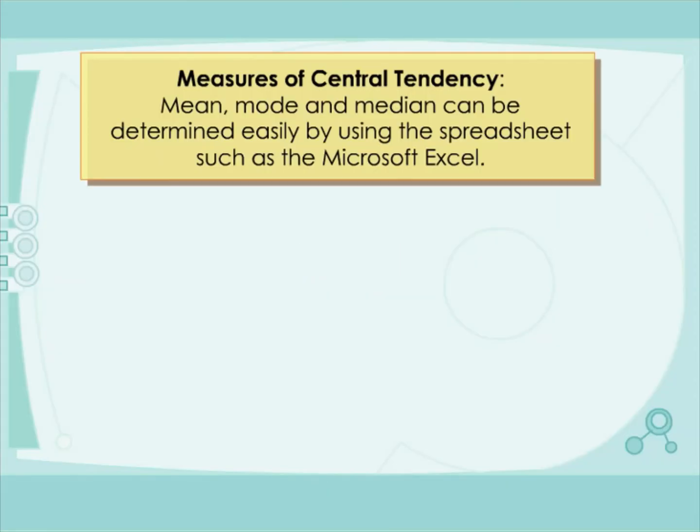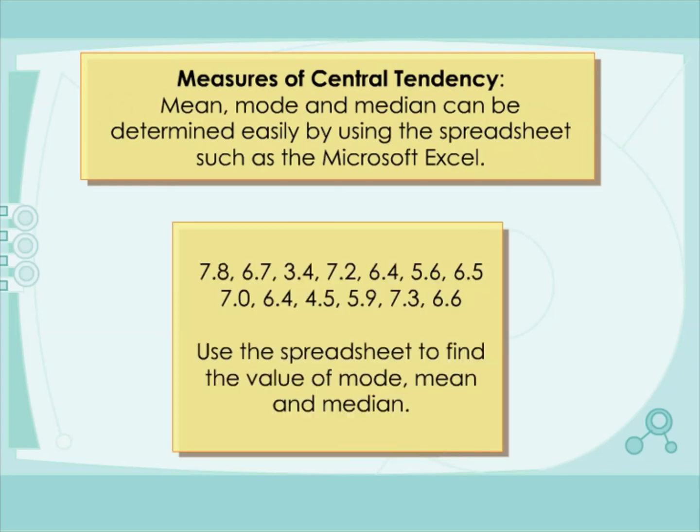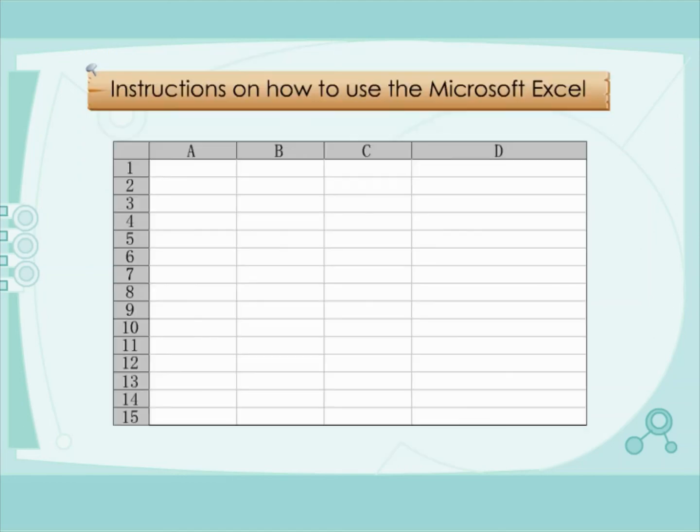Measures of central tendency, mean, mode and median, can be determined easily by using spreadsheets such as Microsoft Excel. Let us see how to find the mean, mode and median for the following data. You can explore using a larger amount of data after you've understood this lesson. Instruction on how to use Microsoft Excel: open the spreadsheet, go to a cell and key in the first value, that is 7.8. Go to the second row and key in 6.7. Go to the third row, key in 3.4 and so on.